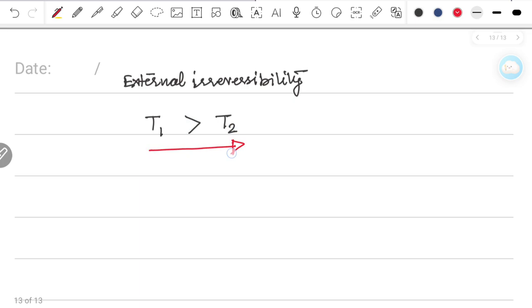The more the difference in temperature, the more will be the heat transfer, the faster will be the heat transfer, and the faster the process will be, the more irreversible the process will become. So you must be remembering that in your thermodynamics course you might have learned that if the heat transfer happens at infinitely small temperature difference, then only it can tend to reversibility.